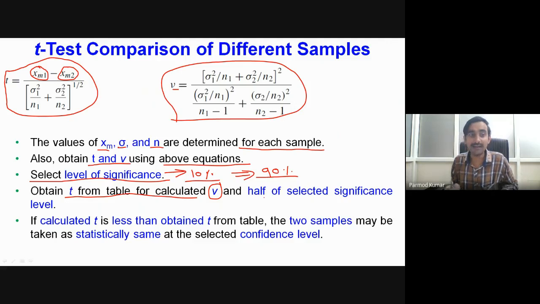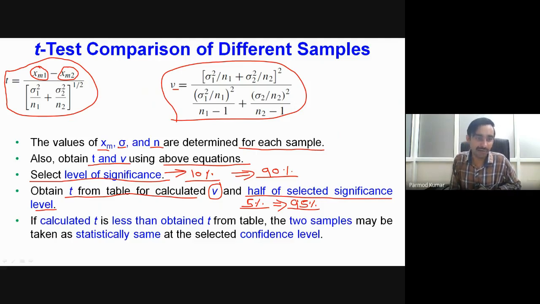So while we are determining the value of T from the table, we have to select the confidence level by considering half of the selected significance level. It means if we have selected a 10% significance level, then instead of 10%, we have to write it for 5% significance level. So 5% significance level nothing but gives us a confidence level of 95%. So we will be determining the value of T95 corresponding to the given degrees of freedom.